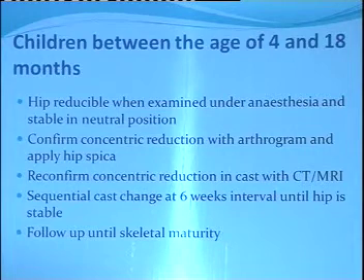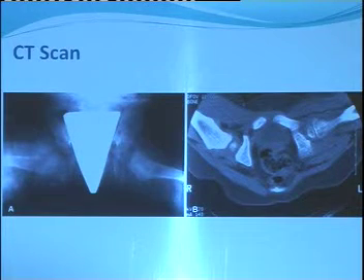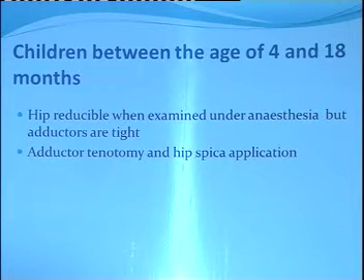In children between the age of 4 and 18 months, if the hip is reducible under anesthesia and stable in neutral position without internal or external rotation, confirm concentric reduction with arthrogram and apply hip spica. Reconfirm concentric reduction in cast with CT or MRI later on, and sequential cast change at 6 weeks interval till the hip becomes stable, and follow up till skeletal maturity. This is one example of CT scan reduction.